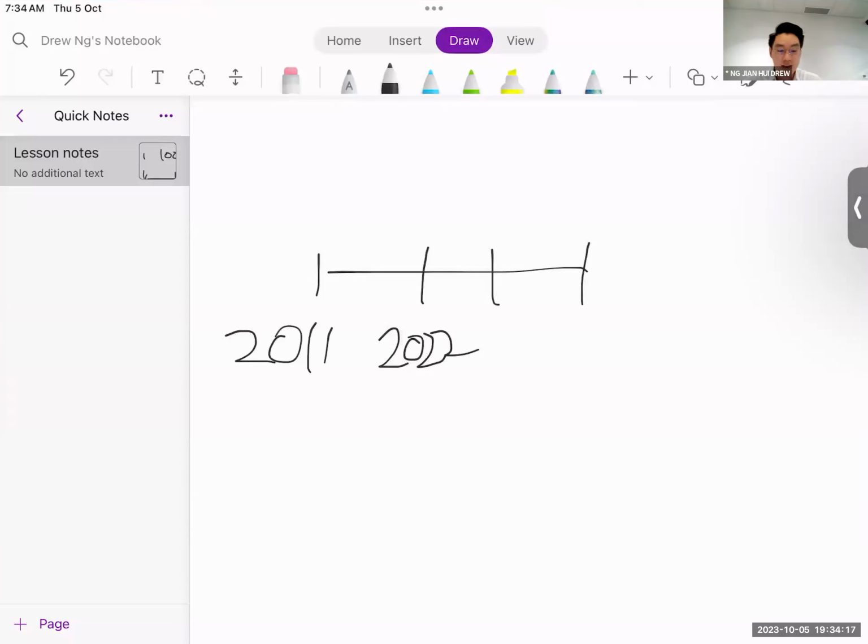2022, right? So these two are the years. And then maybe you have 2023 in the future, right? Why do I keep thinking 2023? So 2012, 2013, right? Okay, so we know that we are at 2011 now, right?